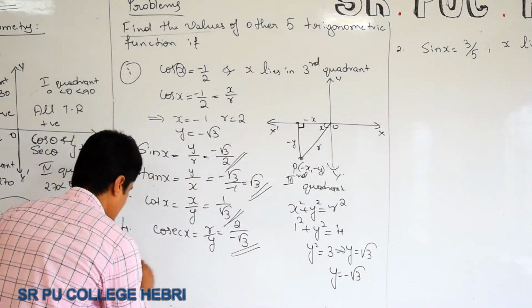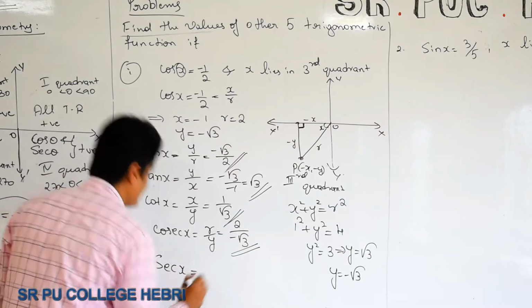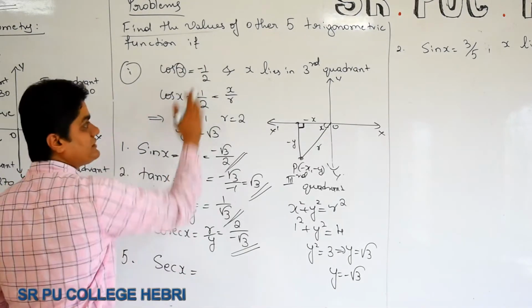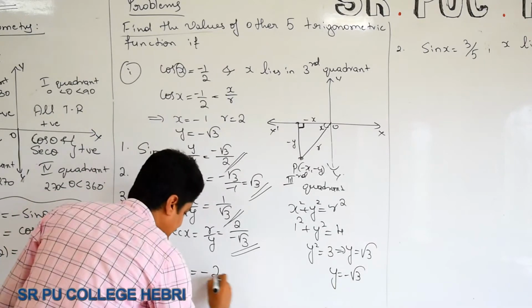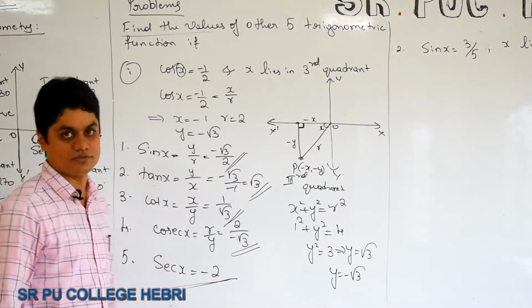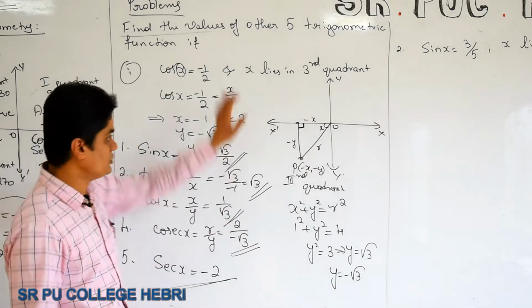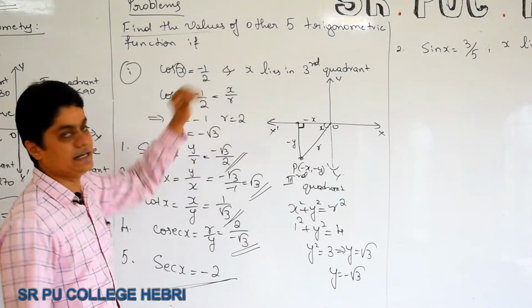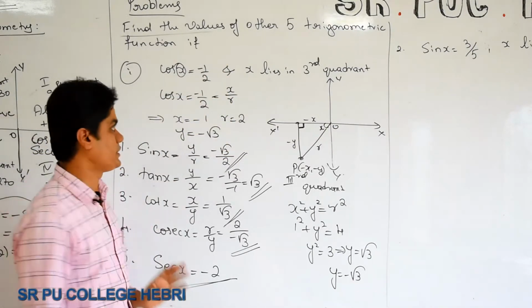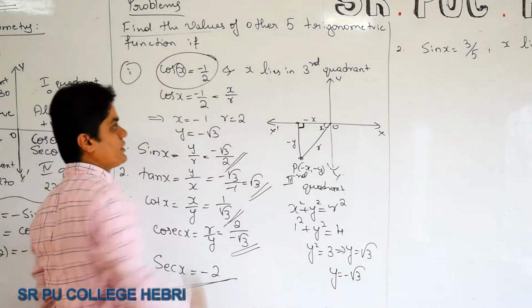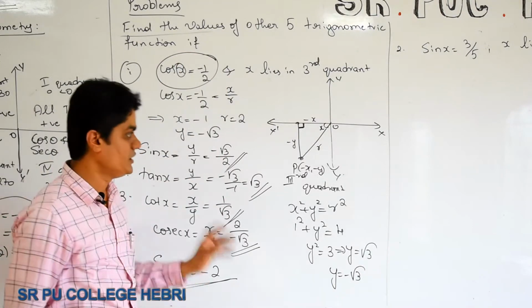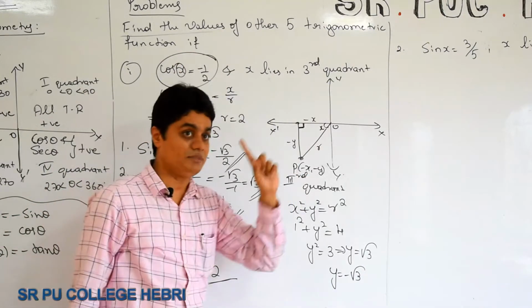The last one, secant x. It is a reciprocal of cos x. Cos x is minus 1 by 2, so secant x becomes minus 2. Very good. So like this, you can write the remaining 5 trigonometric ratios when one trigonometric ratio is given. Understood? Very good. Remember this important diagram.